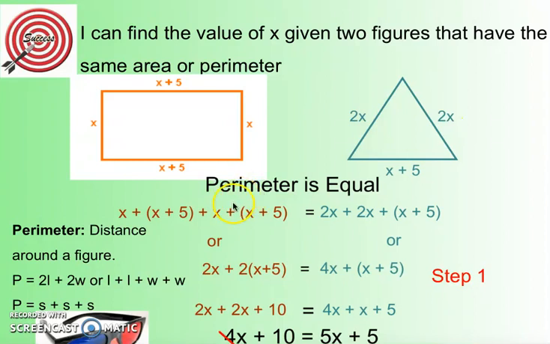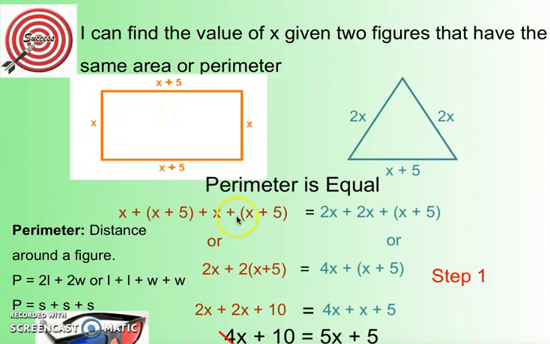Okay, so let's use perimeter and put these two equal to each other, because it says right here that their perimeters are the same. And so we are going to add up what we know, just looking at the terms of what we know, and we're going to add them all together and then try to figure out what x is. So let's start with the rectangle.